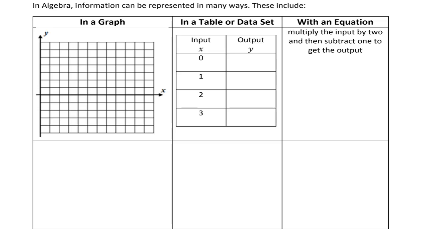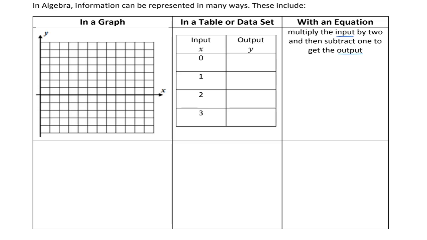With an equation: multiply the input by 2 and then subtract 1 to get the output. So these terms we've probably heard before. Input and output, again, just means what goes in a function and then what comes out of a function. So if I put a number in the function, I don't know what the number is going to be, but then I will get another number out. So both of these are actually going to be variables.